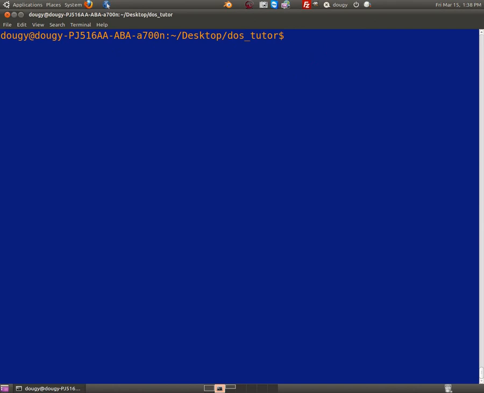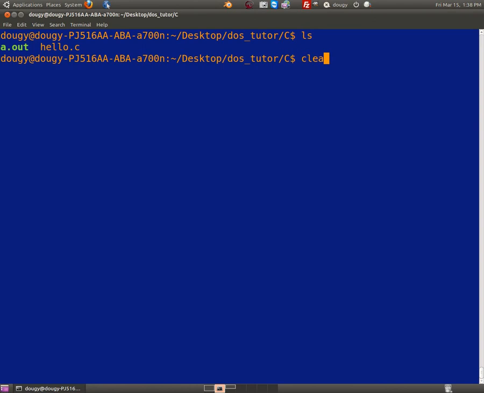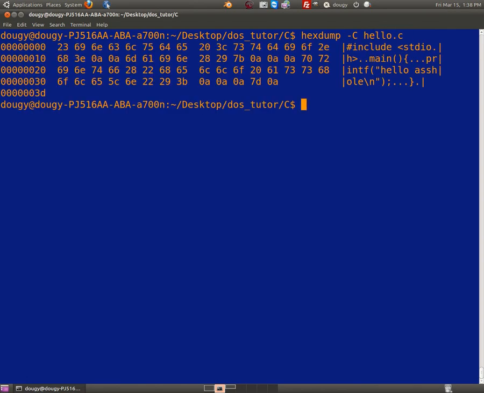Let's look at some syntax and actually show you some better conventions about the parts of the processor and what's being done in the processor. Let's go to C. Now remember, we did a hex dump of our source code file, hello. Remember we did that.